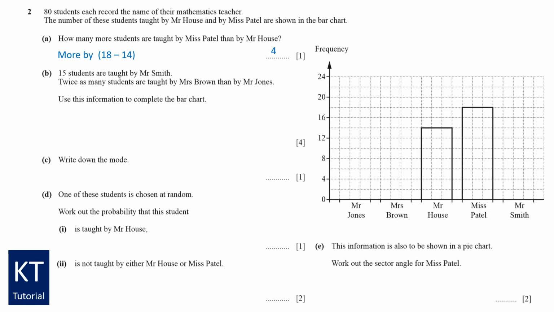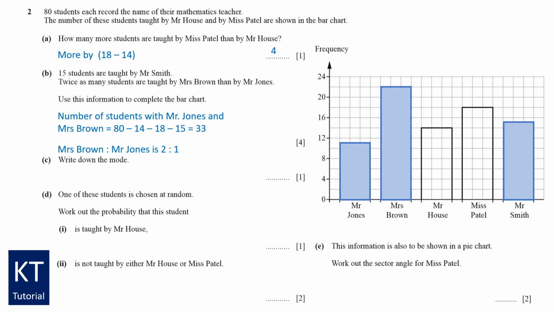Question 2b. 15 students are taught by Mr. Smith. Twice as many students are taught by Mrs. Brown than by Mr. Jones. Use this information to complete the bar chart. The blue bars on the chart represent the information that completes the bar chart.